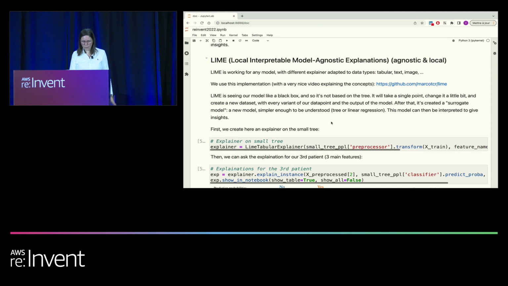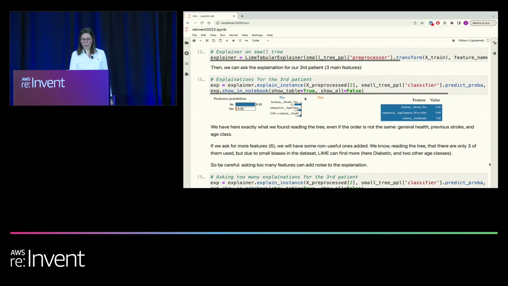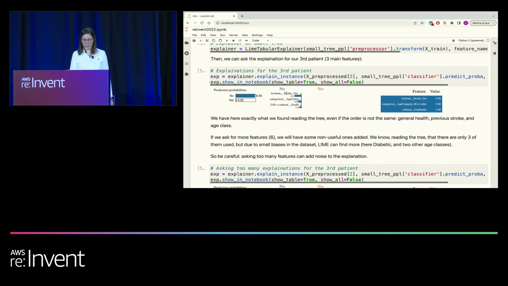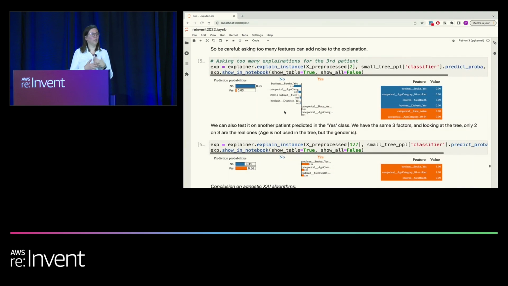And so here, I'm trying to do that for the same third patient, and I see that what was important to say no was that the person has no stroke, was younger than 80 years old, and that the general health was good. It was under 2. And in fact, it is really what we have in the tree. So it's very good here. We have found exactly what was in the tree. If I ask for too many features, I will find things that are not in the tree and not useful.